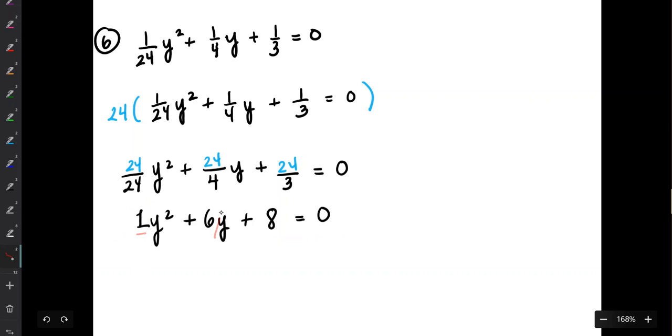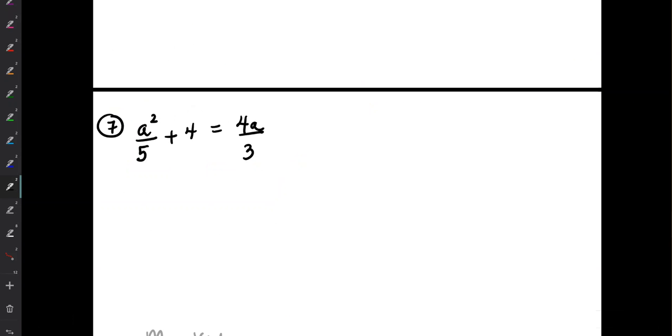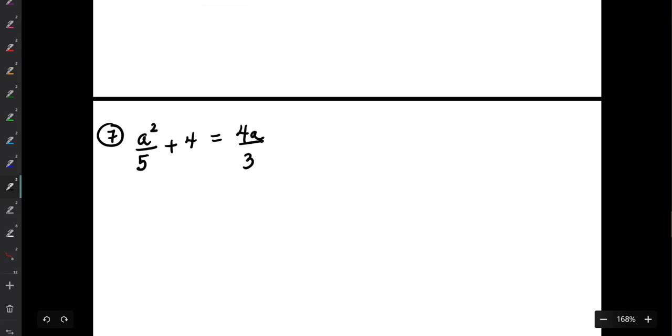A is 1, B is positive 6, and C is positive 8. Notice that that's a lot nicer than dealing with A being the fraction of a 24th, B being the fraction of a quarter, and C being the fraction of a third. And I'll leave it to you to go ahead and finish that. Let's go ahead and look at number 7 now and do the setup. All right, so here is number 7.